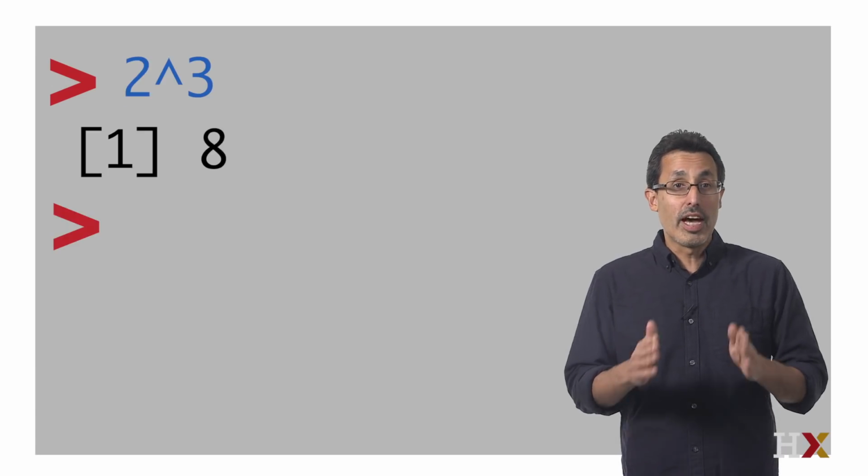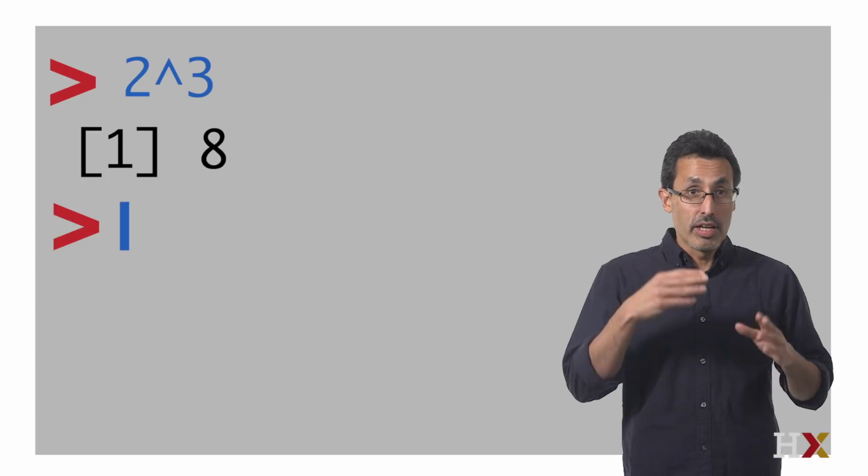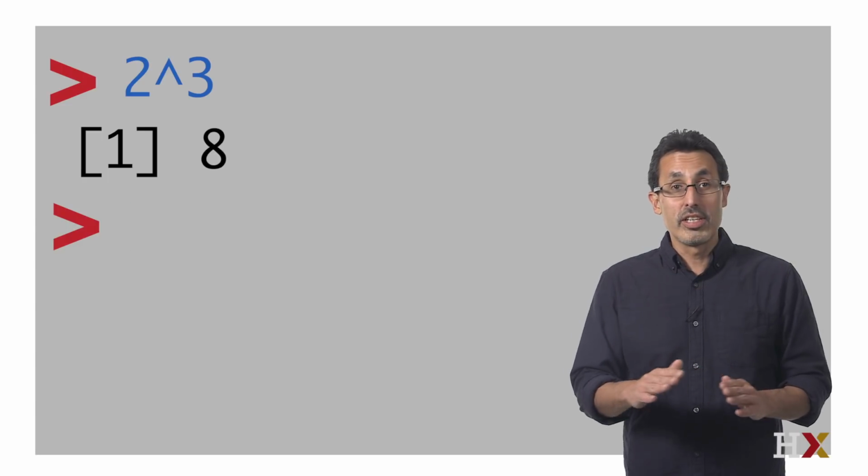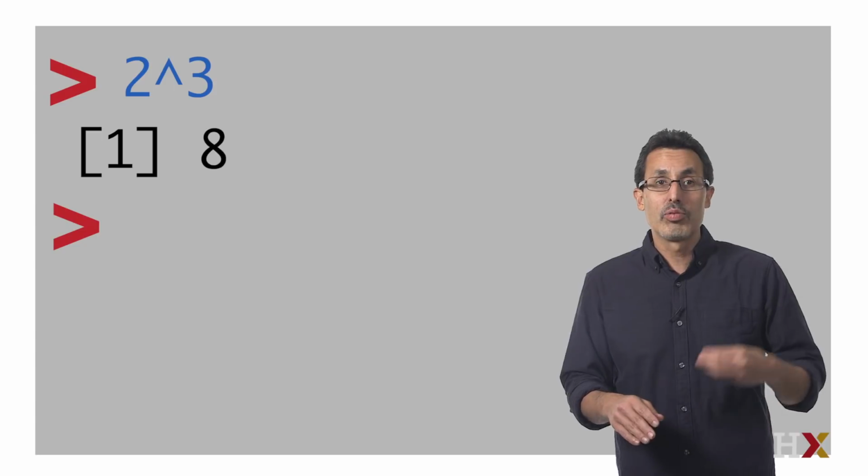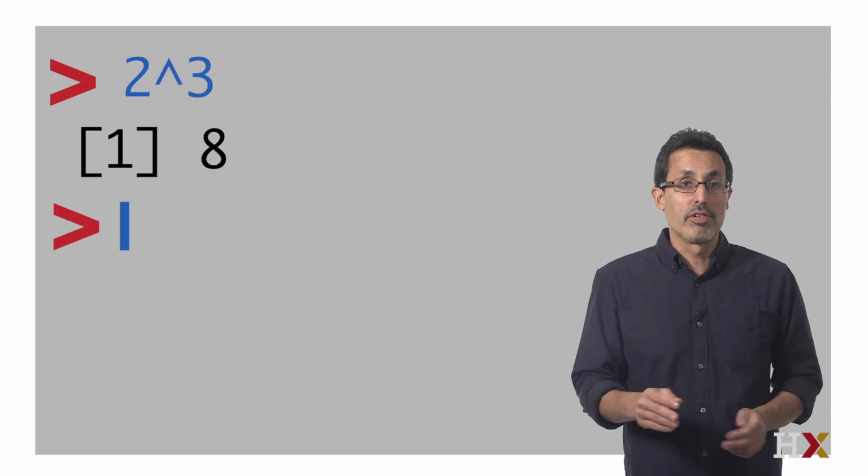We said that functions need parentheses to be evaluated, but there are some exceptions. Among these, the most commonly used are the arithmetic and relational operators. For example, 2 to the 3, that function that takes 2 to the power 3, doesn't need a parenthesis. We just write it out as we would do in a mathematical formula.